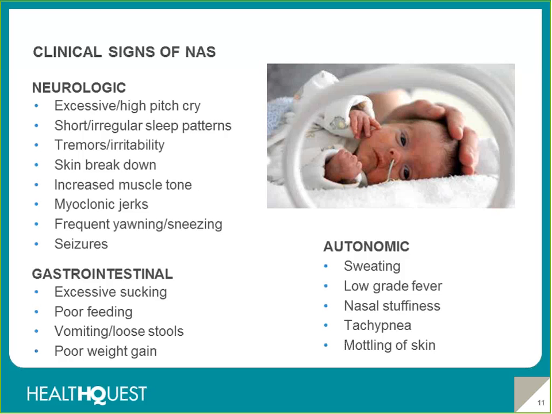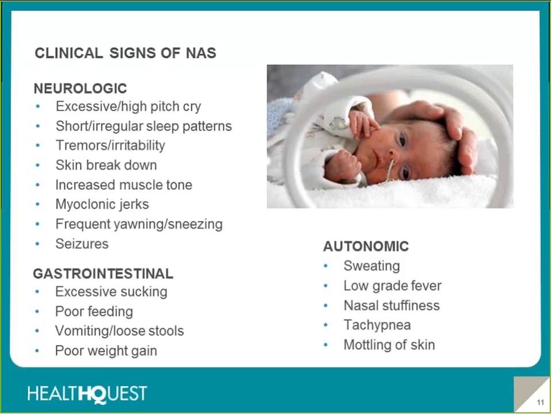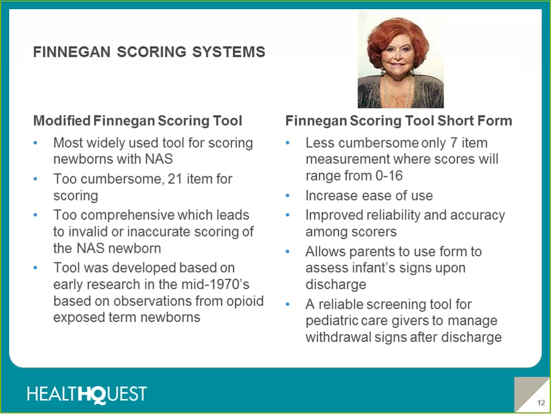They can be tachypneic. And when they have a severe case as well, you'll see them with mottling of the skin, as if you've taken the baby out of the bathtub and they catch a chill and they have this overall mottling of their skin. So the Finnegan scoring system is really the most widely used tool in the United States.